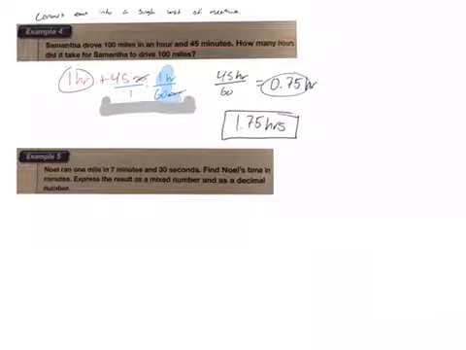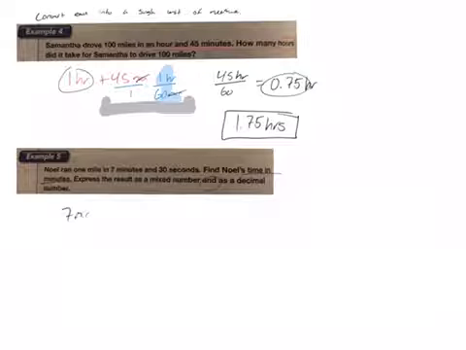Let's try another one here. Example 5, Noel ran 1 mile in 7 minutes 30 seconds. Find Noel's time in minutes. So we want time just in minutes. Express your result as a mixed number and as a decimal. So 2 different answers here.